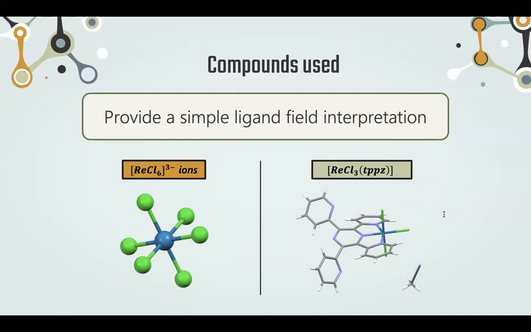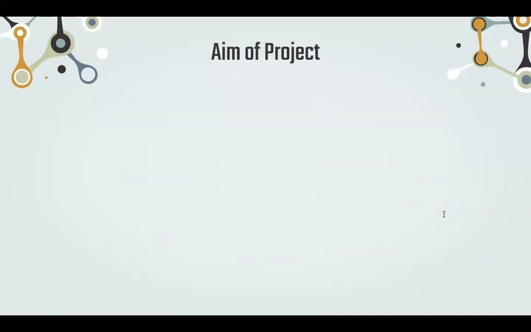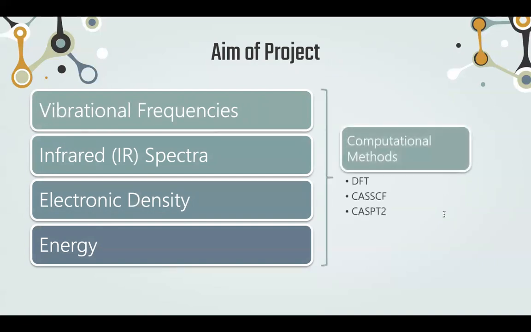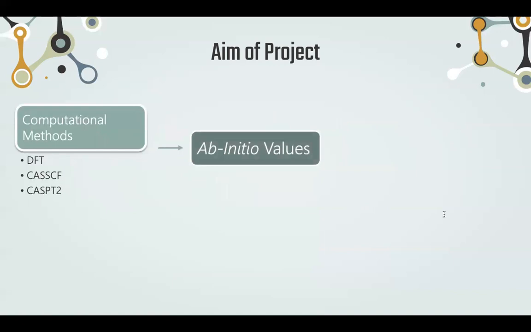All experimental data of the rhenium-3 molecule was obtained from the study conducted by Palion Garza in 2015. Meanwhile, we will also obtain the vibrational frequencies, IR spectra, electronic density, and energy by using computational methods. Using computational methods, we can obtain the ab initio values of the two molecules.